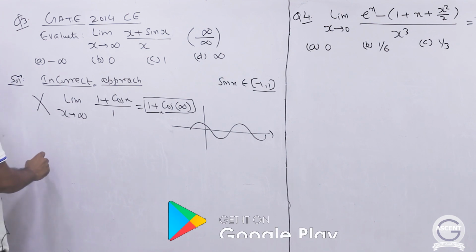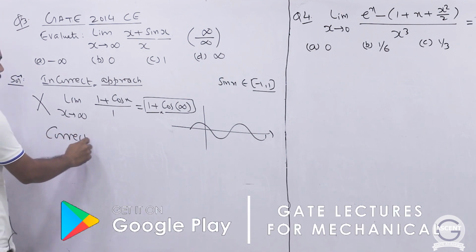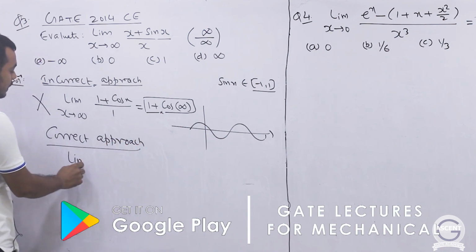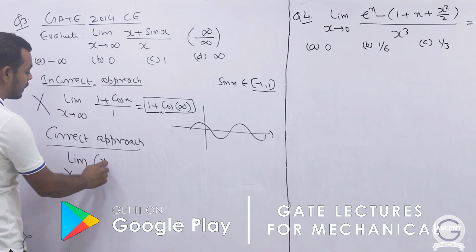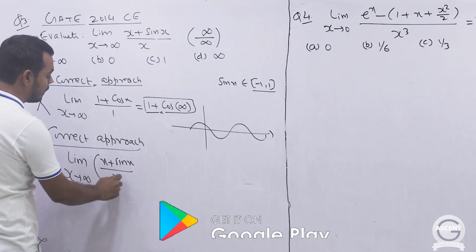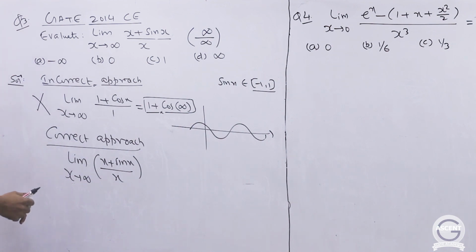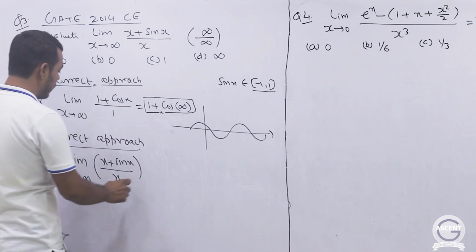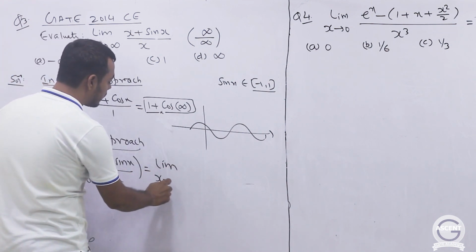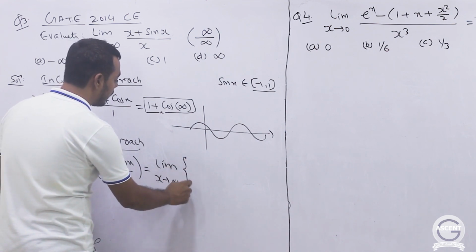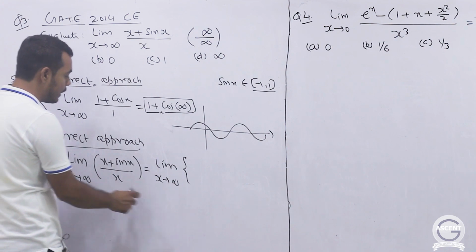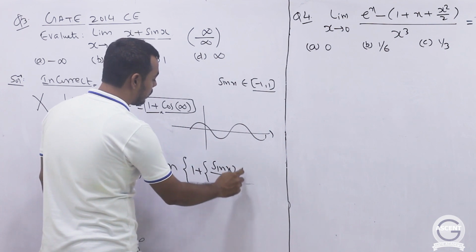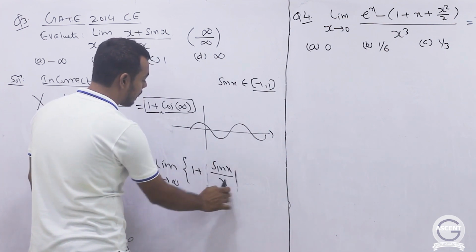So the correct approach here will be that you first write this limit as limit x tending to infinity, x plus sine x by x. This was the problem. Here L'Hopital rule cannot be applied because we don't know the value of cos infinity. So we can rewrite this expression as limit x tending to infinity, and if I separate these two, then x by x will give us 1, and then sine x by x. Now we are going to evaluate these two limits separately.